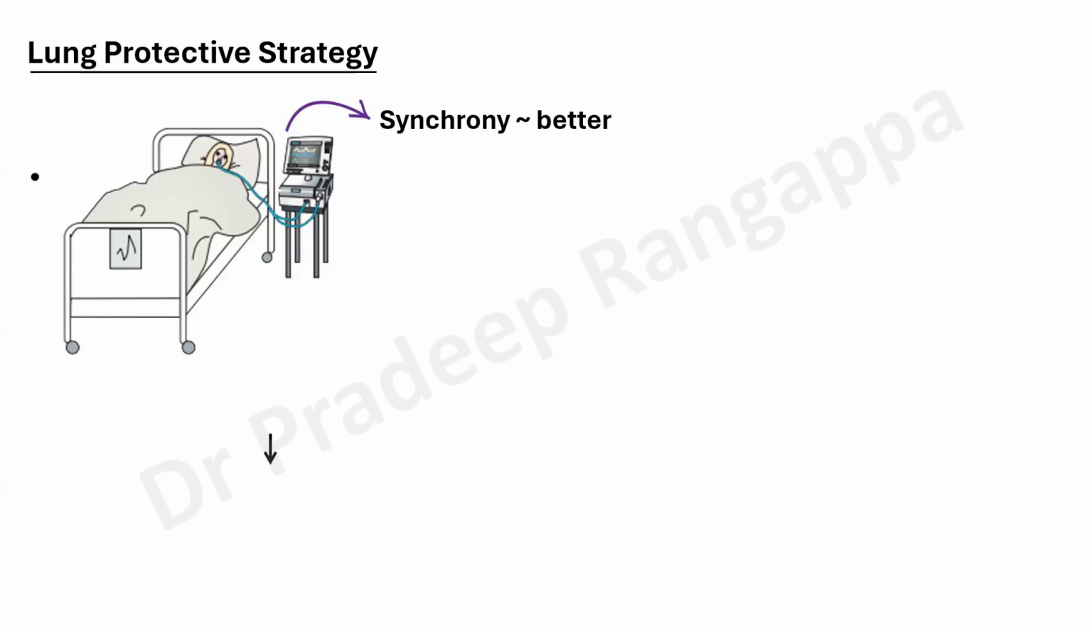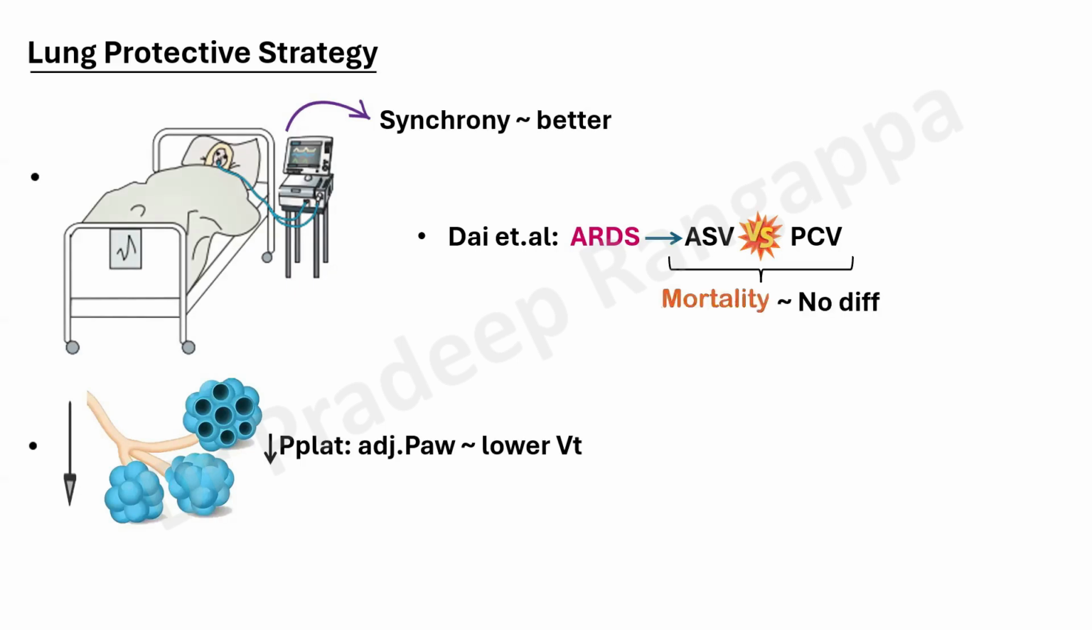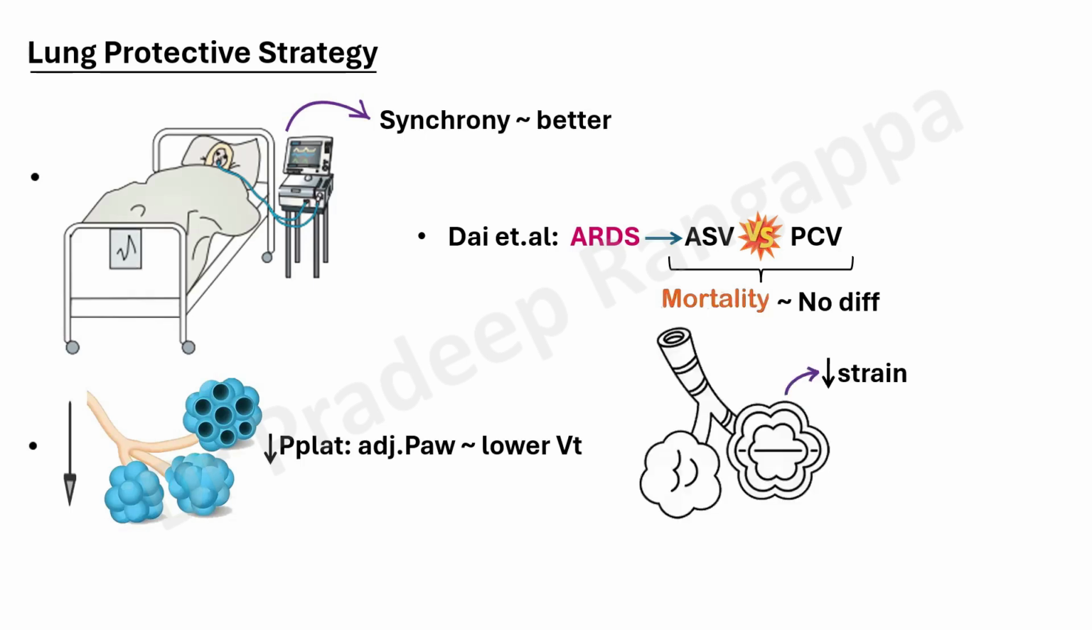So in lung protective strategy, adaptive support ventilation, as we already mentioned, has better synchrony, and it reduces barotrauma by reducing the plateau pressure, by adjusting the airway pressure to achieve lower tidal volume. There's one study done by Dye et al. in ARDS where they compared adaptive support ventilation versus pressure controlled ventilation, and they found that mortality-wise there was no difference between adaptive support and pressure control. And in animal models, it is shown to reduce the strain on the alveoli.